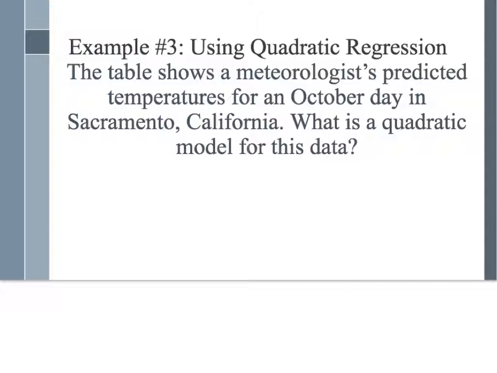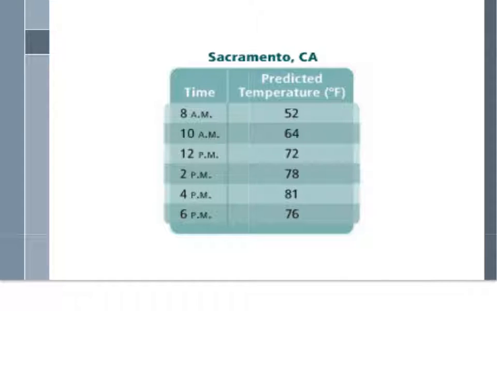All right, guys, finally, in example 3, we're using quadratic regression. It says a table shows the meteorologist's predicted temperatures for an October day in Sacramento, California. What is a quadratic model for this data? Okay, so let's take a look at that data. So we see our times. What's really nice about this, guys, is that we've actually already done linear regression, when we were dealing with statistics early on with scatter plots and things like that. So all we're going to do is type in this information exactly as we see it into the list portion of our calculator.